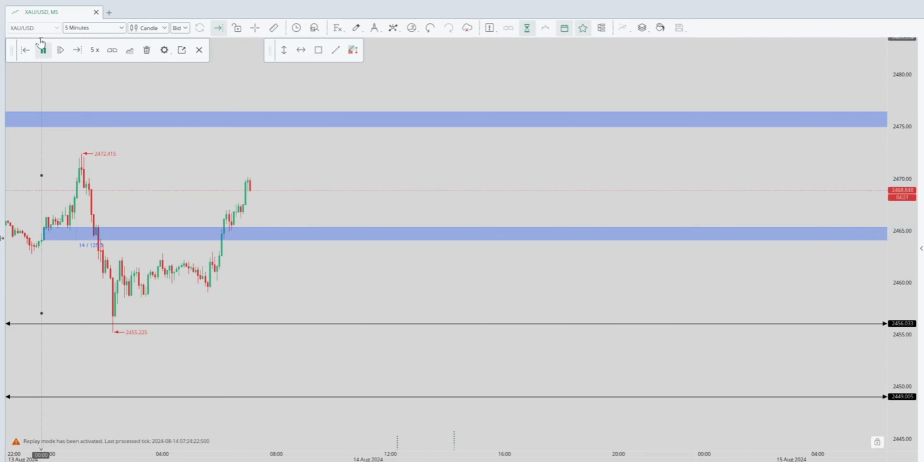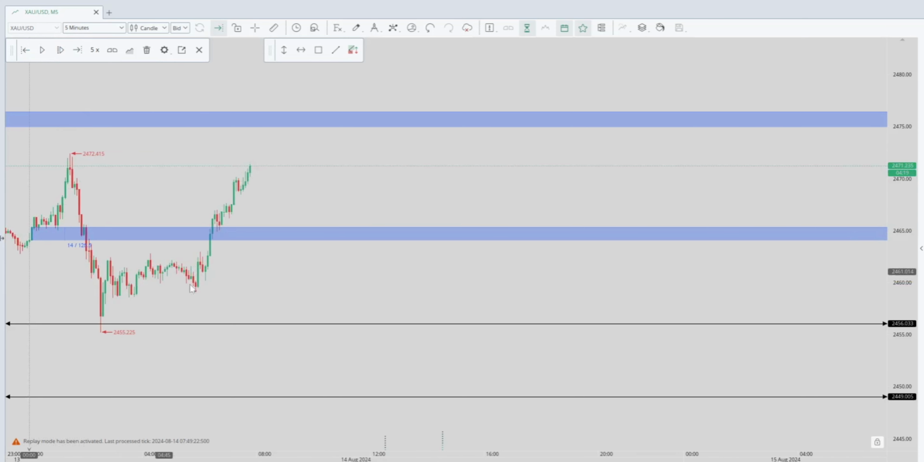So as you can see, price never took out this low again. So first high, first low. Price did not take it out. Price went all the way back into this level again.